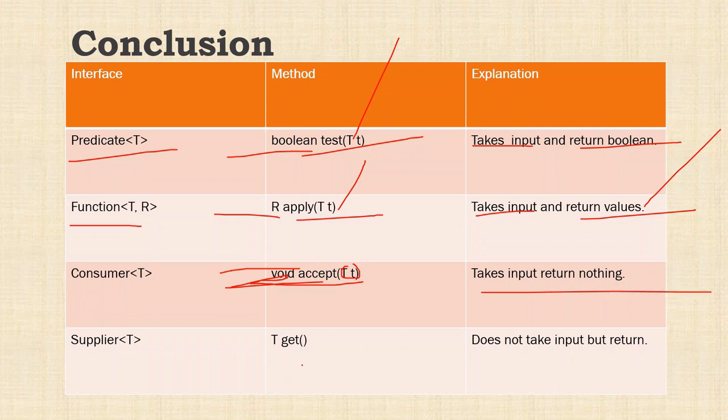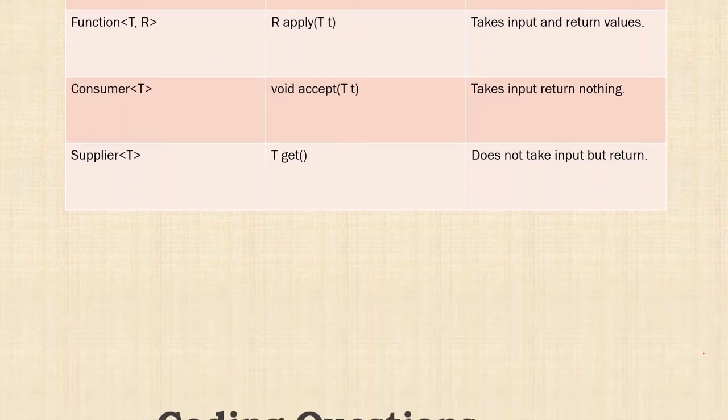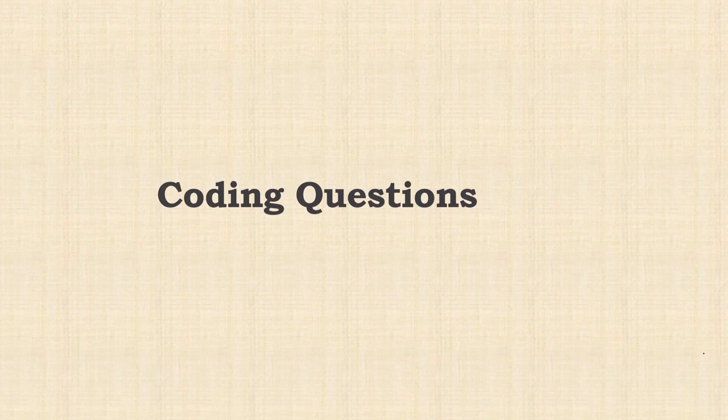Supplier interface. This is the fourth interface. There is only one abstract method, which is the get method, and it takes nothing and returns a value. So it does not take input but returns values. This is the conclusion of all four interfaces, which are predicate, function, consumer, and supplier. I think you understood everything, so we'll try to make you understand by code. Let's get started with the code.